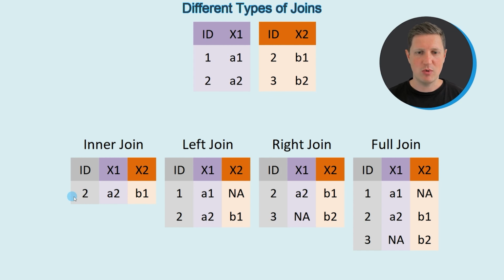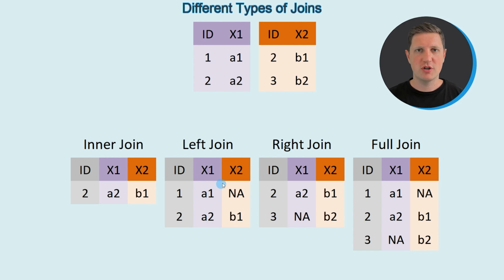So here you can see we have the ID number 2. Then we have the corresponding values in the variable x1, so the value a2 that you can also see here at the top in the first data frame, and the value b1 in the second column x2 that you can also see here at the top in the second data frame. Another way to merge data frames is provided by the left join, as you can see here in the middle of the tutorial.